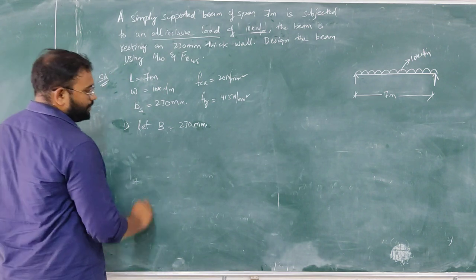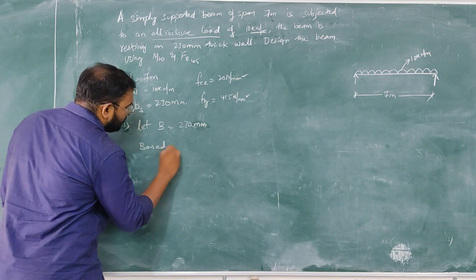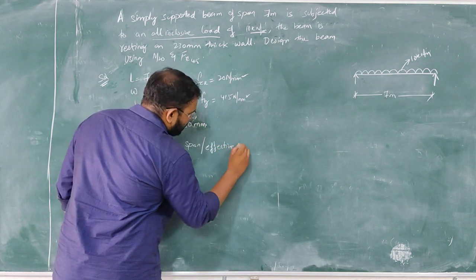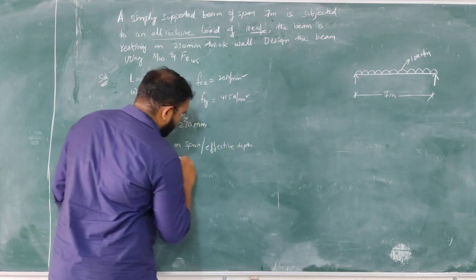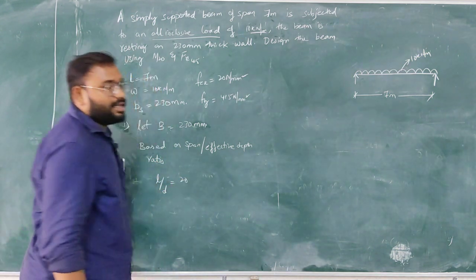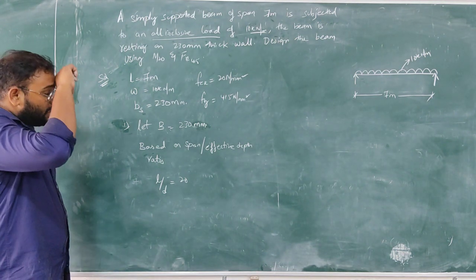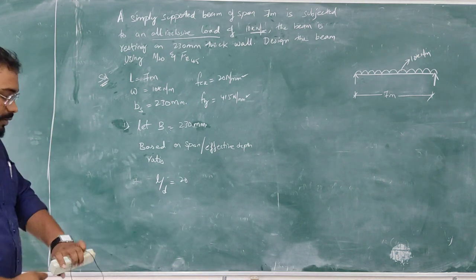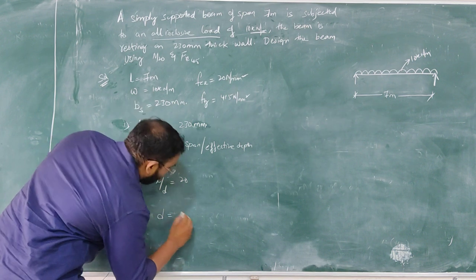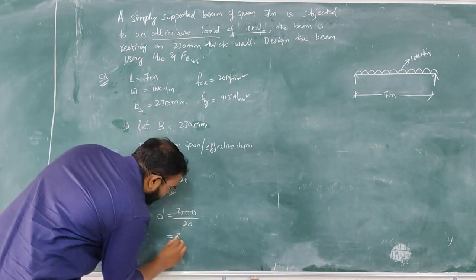Now what is the next step? L by d, based on the span to effective depth ratio. L by d is equal to 20 here. Why? Because this is a simply supported case. The previous case was a cantilever beam in which L by d was equal to 7. Now in this case you have L by d as 20. So from this, d is equal to 7000 divided by 20. How much is this? It is 350 mm.